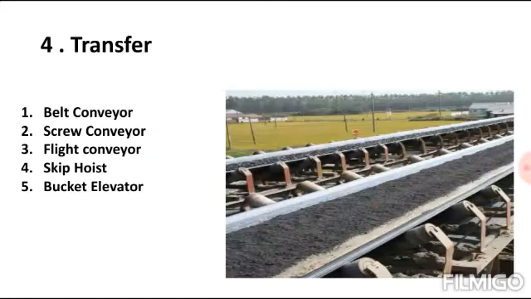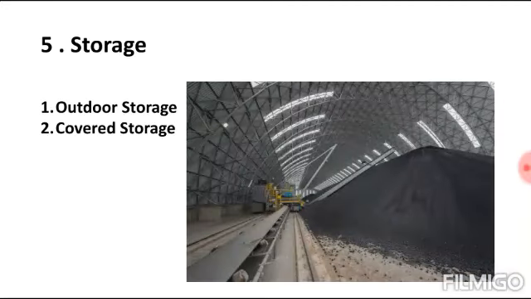Now the fourth operation is transfer. The crushed coal is transferred to the power plant with the help of belt conveyors, screw conveyor, flight conveyor, skip hoist, or bucket elevator. In the diagram, I have shown the belt conveyor used to transfer the coal. The fifth operation involved is storage. Storage includes two types: outdoor storage and cover storage.